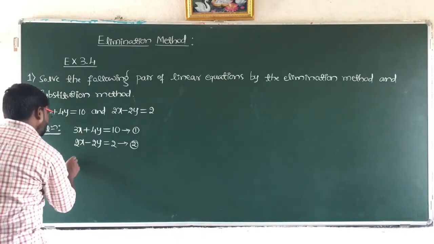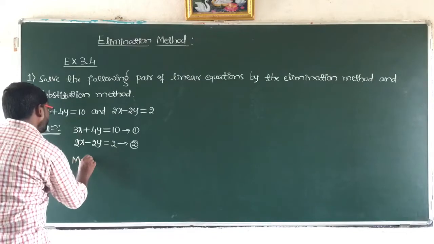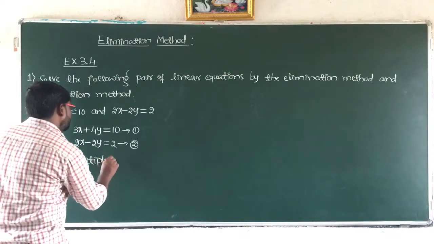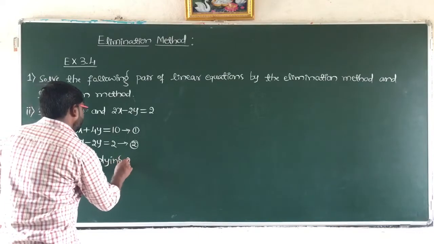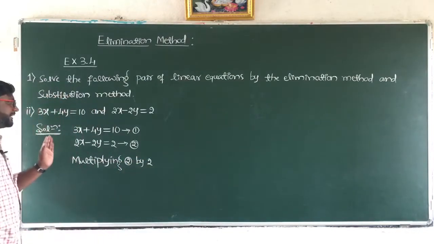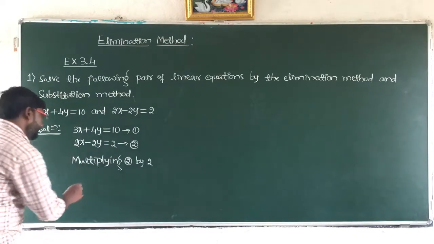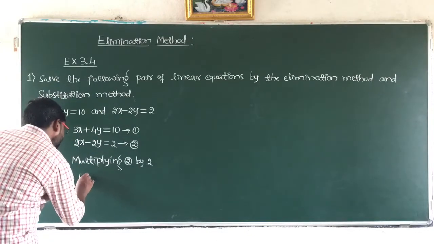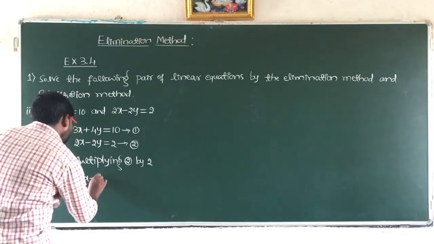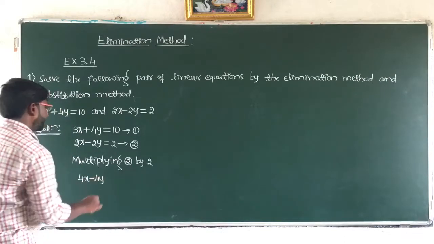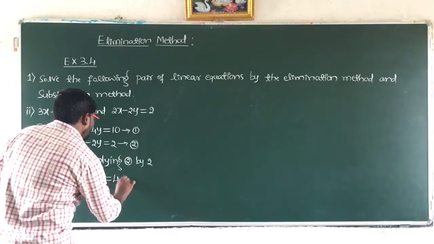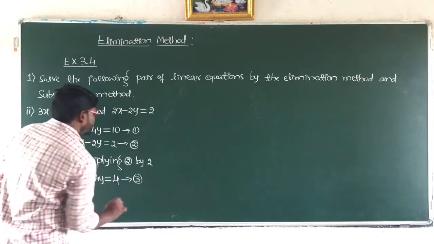So now multiplying equation 2 by 2. So I multiply equation 2 by 2 now. We get 4x minus 4y. 4x minus 4y which is equals to 4. Call this as equation number 3.